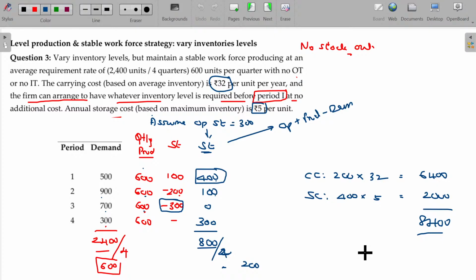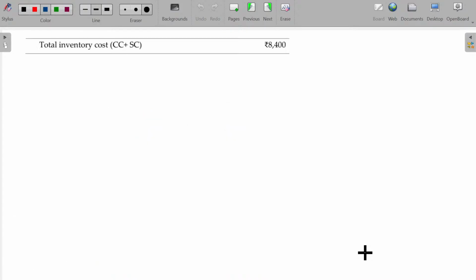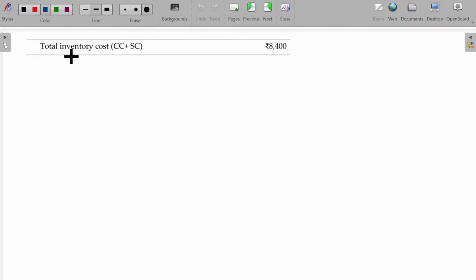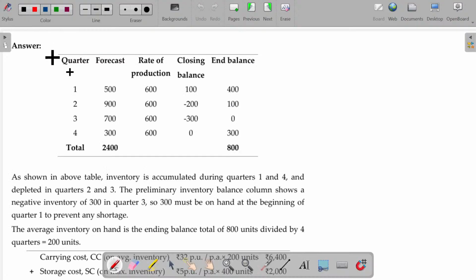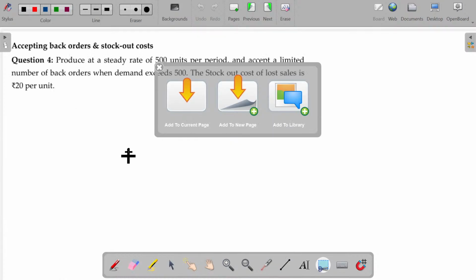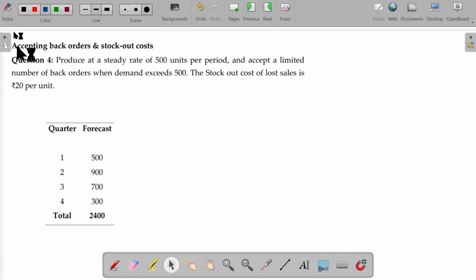Now let's move on to the next one, the same illustration. What happens in this case? Accepting back orders and allowing some extent of stock out also. Back orders means if the order is in quarter 3, we ask them to get it delivered by fourth quarter.